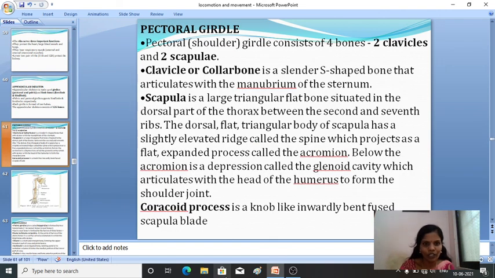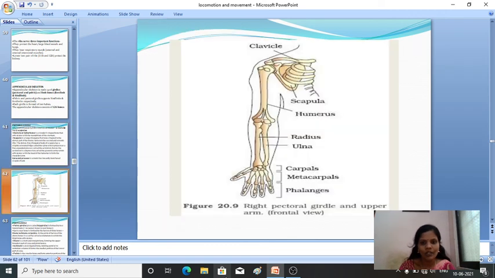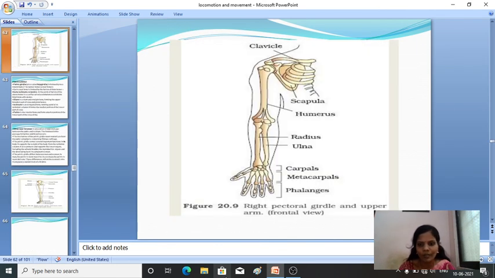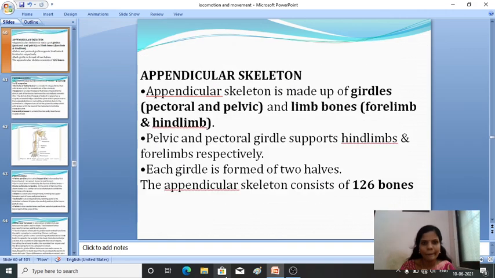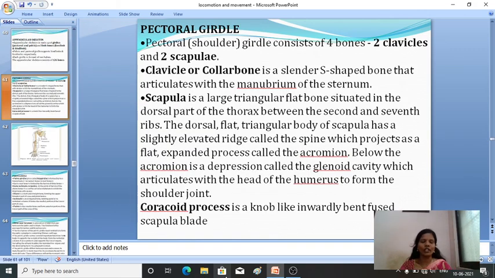So we'll see the pectoral girdle first and what bones are present in it. You can see this is a pectoral girdle, upper arm, a frontal view of the pectoral girdle. Pectoral girdle is commonly called the shoulder part. We call it the shoulder region. This shoulder girdle consists of 4 bones: 2 clavicles and 2 scapulae.